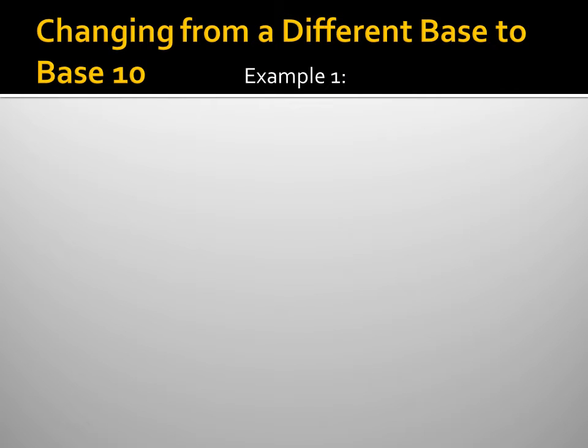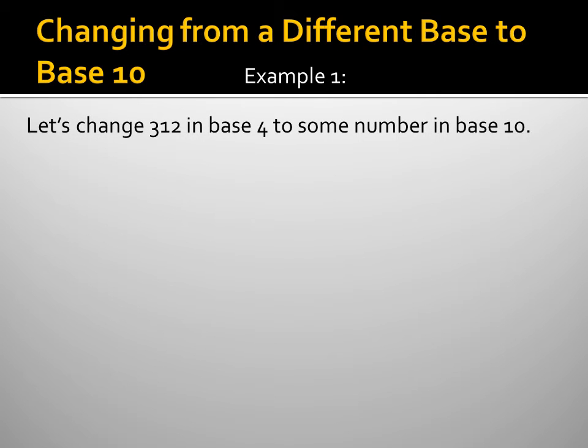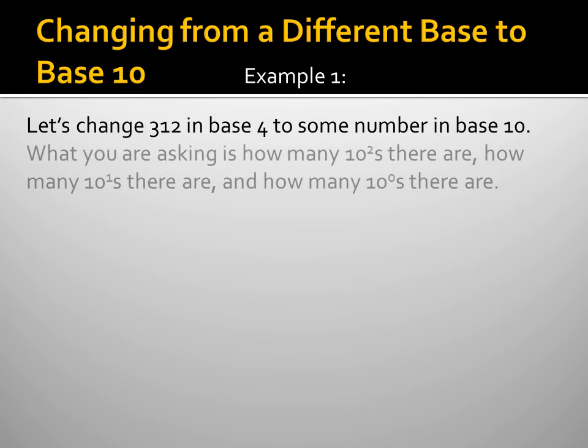All right, it's time for our examples. Let's look at example 1. Let's change 312 in base 4 to some number in base 10. Now this is the number we just had on the previous slideshow. You saw what it looked like in base 4. What you are asking is how many 10 squareds there are, how many 10 to the 1 power there are, how many 10 to the 0 power there are, and so on. So we're changing to base 10. So we want to know how many of each of these there are in that number.